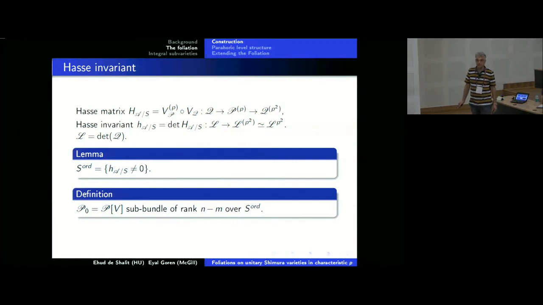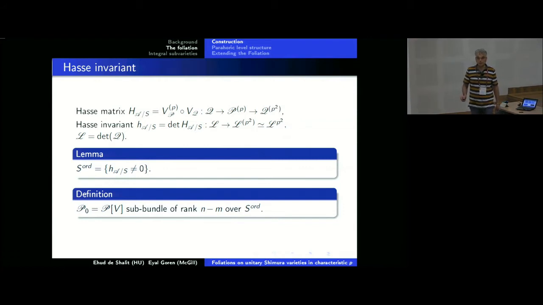And since m is less than or equal to n, you have the hope of getting a matrix that's invertible. So you take its determinant. This is a map of line bundles this time. L is the determinant of Q, from L to L twisted by Frobenius p squared times. But for line bundles, this is canonically isomorphic to the p squared power of L. So altogether, you can think of this H as a section of L to the p squared minus 1. It's a homomorphism from L to L^(p²).